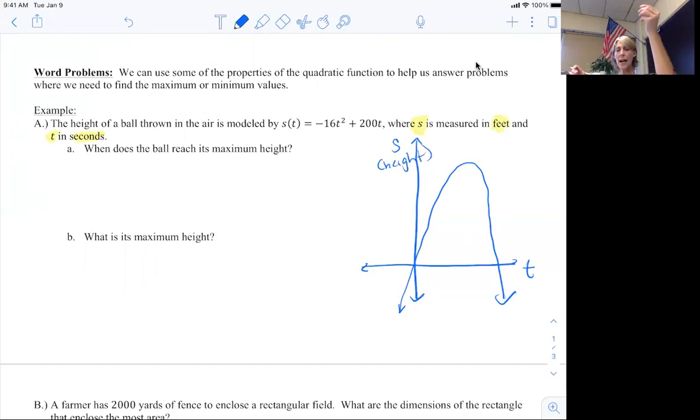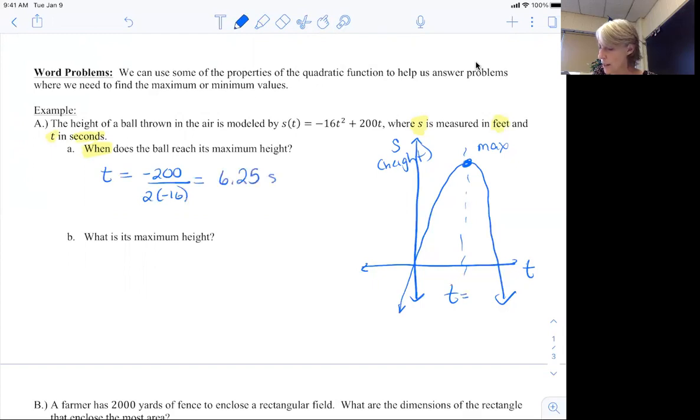So I plug in t, I get s, which is height. And here's going to be my maximum value. So I need to use negative b over 2a to find when it reaches its maximum height. So t is going to equal negative b over 2 times a. And that is 6.25, and my time is in seconds. So at 6.25, that's the value I would plug in to get the maximum height.